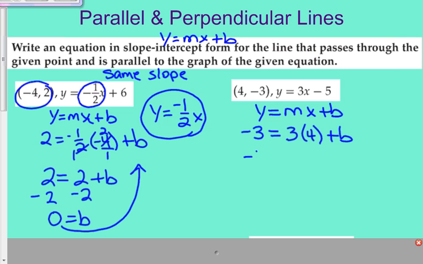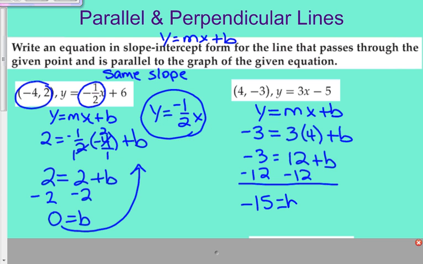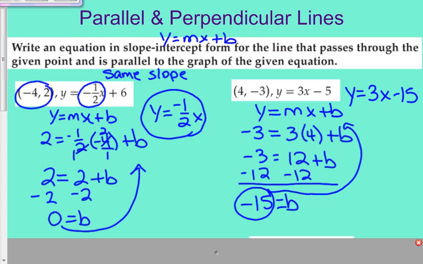And we'll start solving. -3 equals 12 plus b. Subtract 12 away, and we'll get -15 is what our b is. Once we find b, we're going to take b and we're going to plug it back into our new equation. So it will read y equals, same slope, 3x, but then -15 for the b. And there's our new line using the given information.